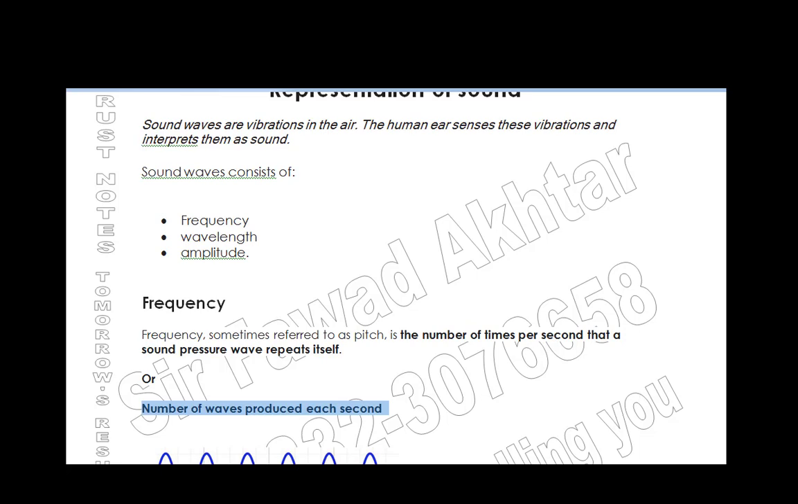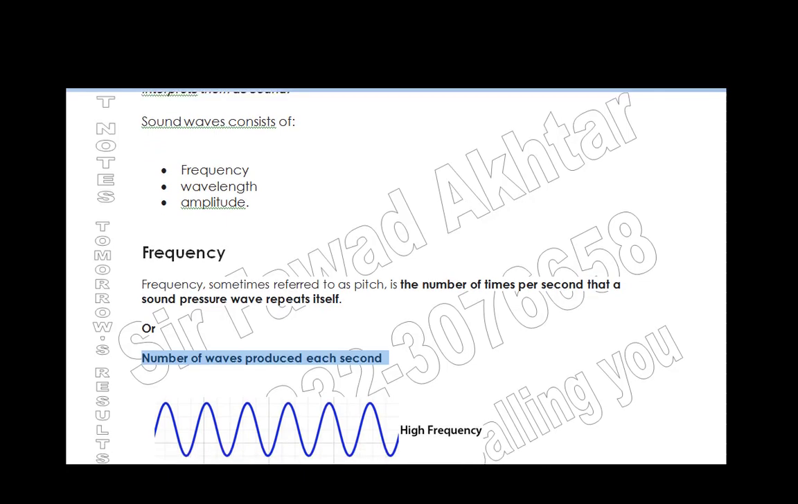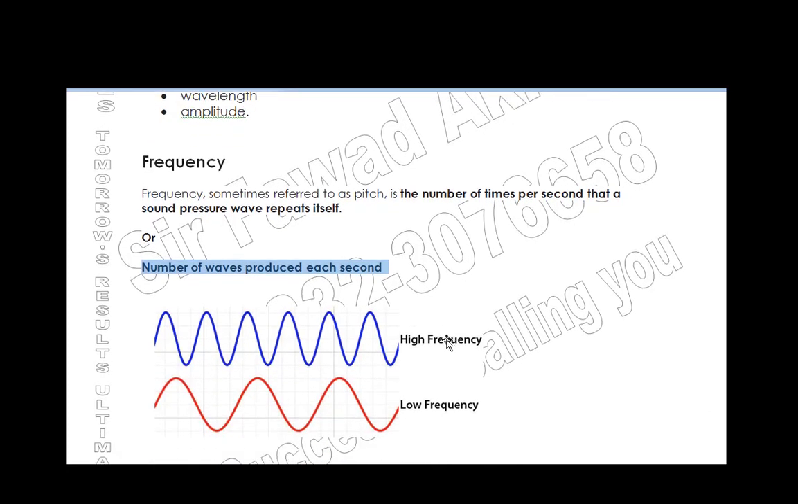How is it possible? We can see a graphical representation of it using high frequency and low frequency. In the high frequency you can see how many waves are produced in each second, and in the low frequency you can see how many waves are produced in 1 second. So this is the visual presentation of frequency.